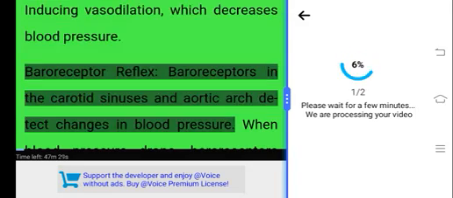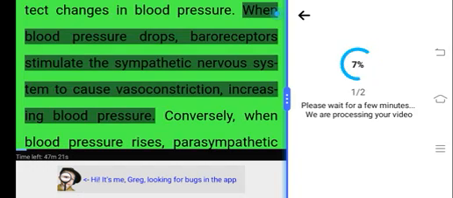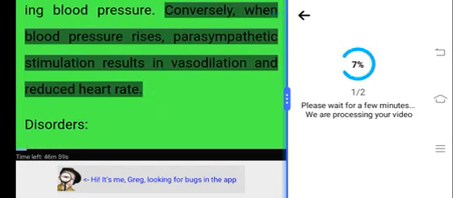Baroreceptor reflex. Baroreceptors in the carotid sinuses and aortic arch detect changes in blood pressure. When blood pressure drops, baroreceptors stimulate the sympathetic nervous system to cause vasoconstriction, increasing blood pressure. Conversely, when blood pressure rises, parasympathetic stimulation results in vasodilation and reduced heart rate.